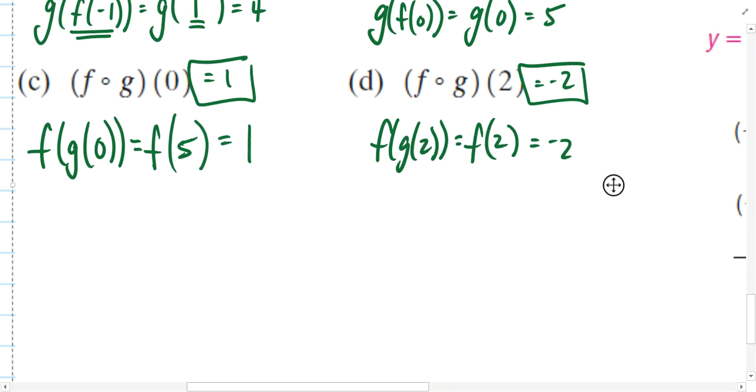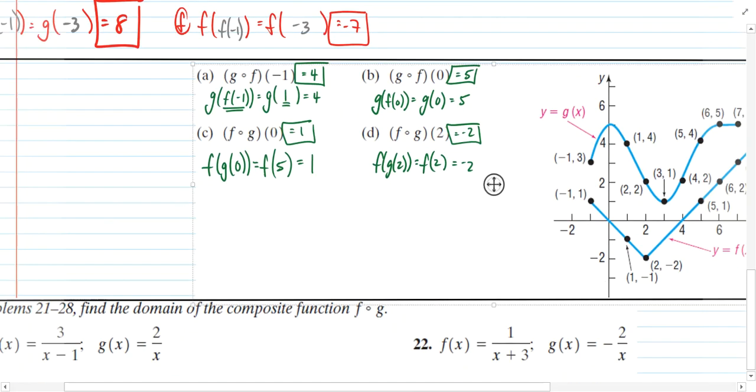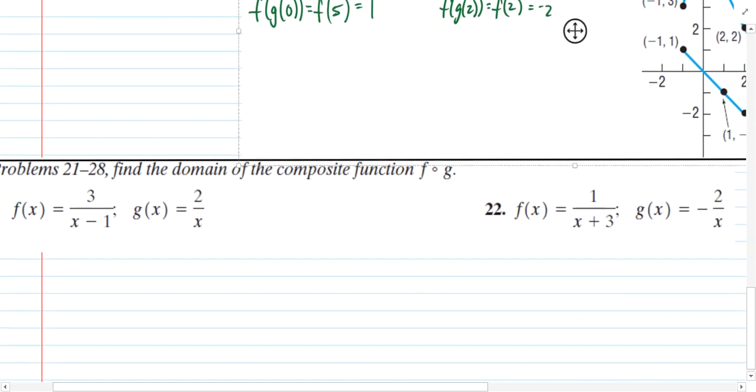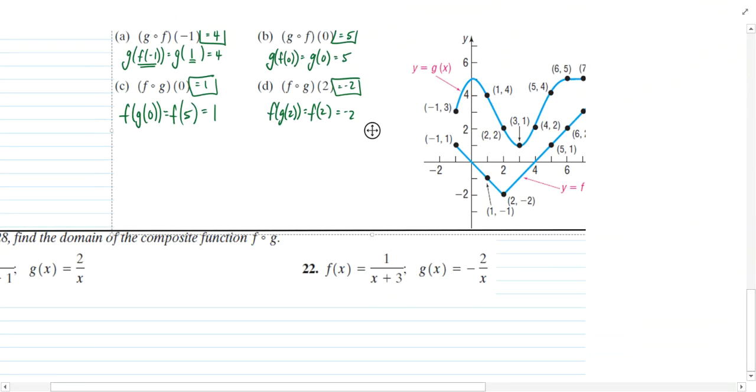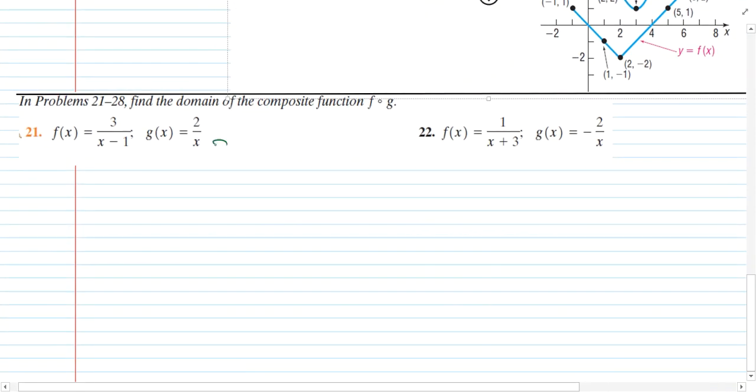I think I'm going to make another video following this one that more specifically addresses the domain of composite functions, rather than adding it on to the end of this one here. So we'll go ahead and skip 21 and 22 from today's notes and instead pick that up with the next video.